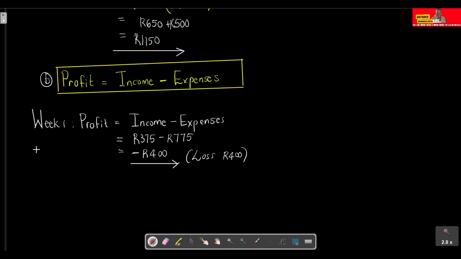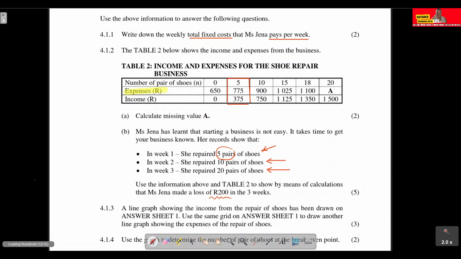Okay, let's find out what is happening in week 2. We're still using the same formula. Profit is equal to income minus expenses. So what is her profit? What happened in week 2? We are told that in week 2 she repaired 10 pairs of shoes. So that means that in week 2 we are here. This is our week 2, because we see here it represents the 10 pairs of shoes that she repaired.